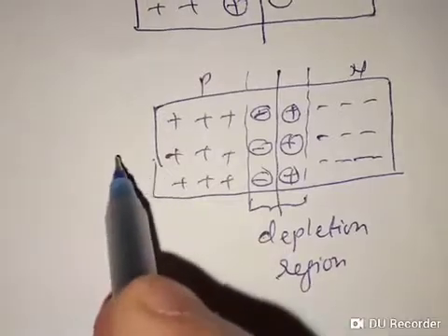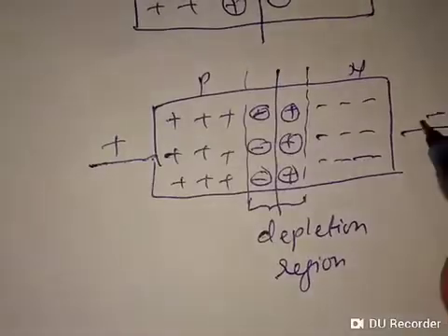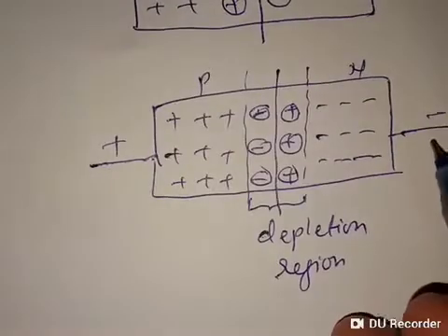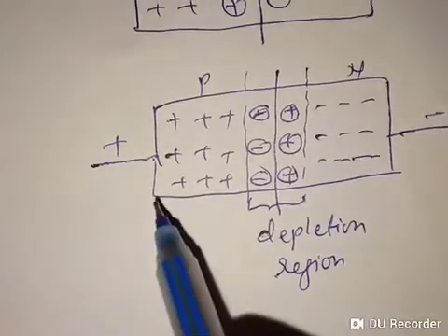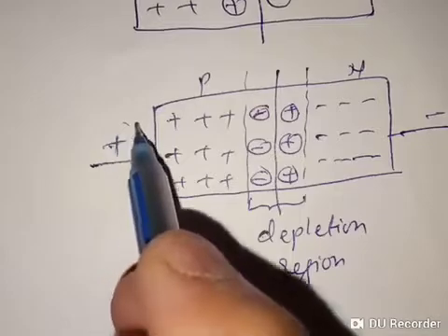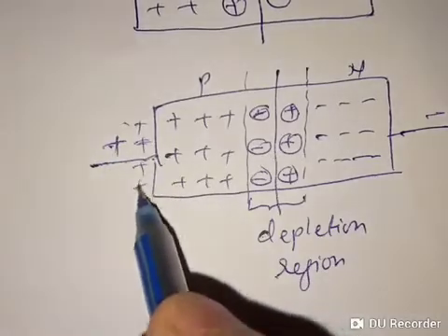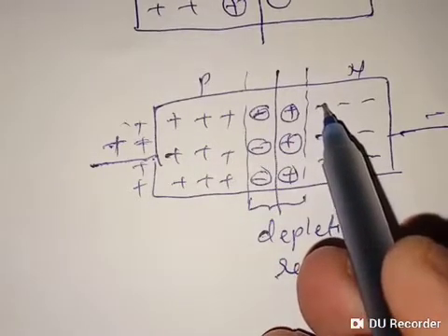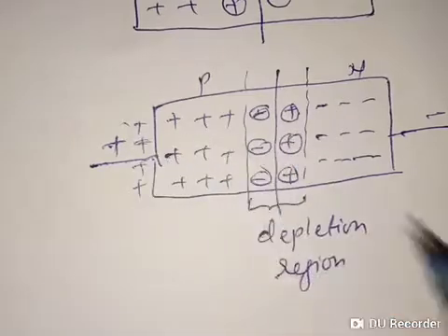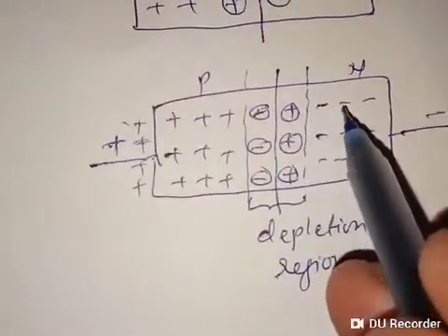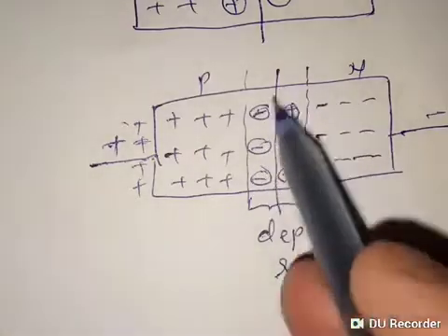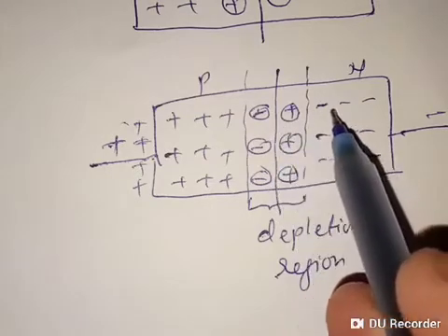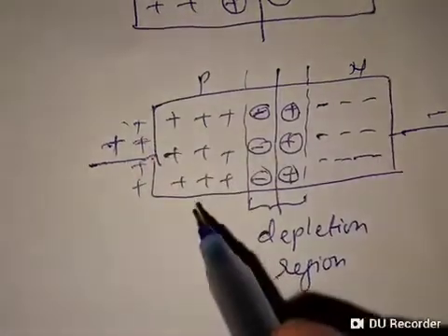So if I connect the positive of a battery here and the negative here, the positive of the battery will attract the electrons and the negative will push the electrons inside the N region. So this positive of the battery will create a positive charge here, and this will attract the electrons on the right side. The electron will try to move towards the positive, but this depletion region will try to protect the electrons from moving from N side to P side.